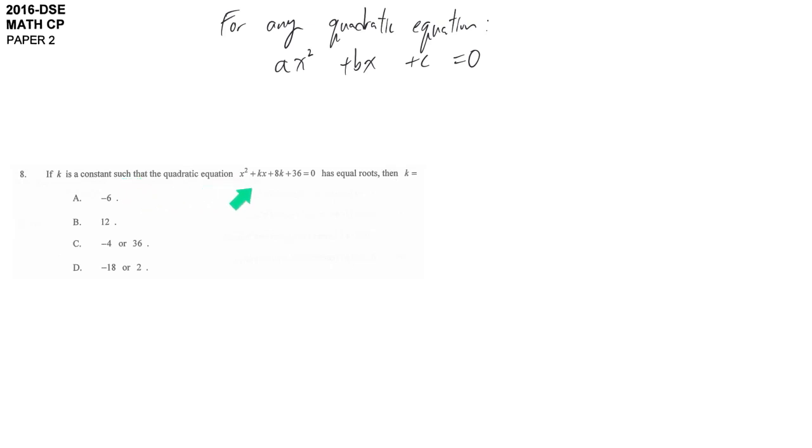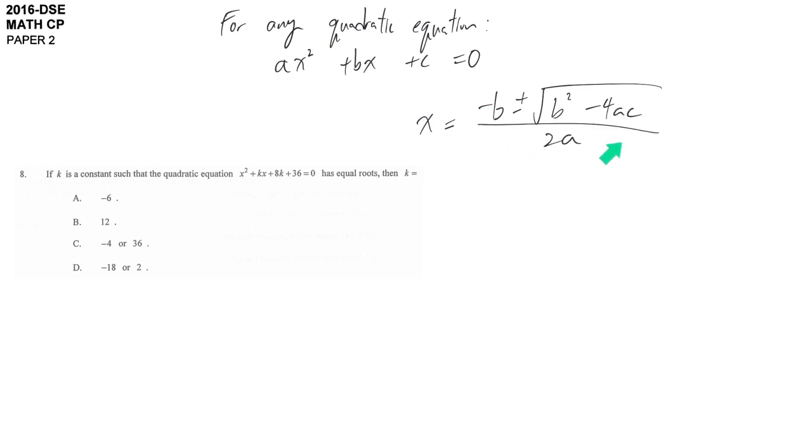They give you a quadratic equation and then they say they have equal roots. About quadratic equations, whenever you write them in the standard format, we have the quadratic formula to give you the roots directly. x equals negative b, plus or minus the square root of b squared minus 4ac, divided by 2a.